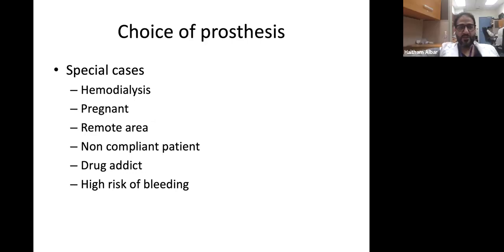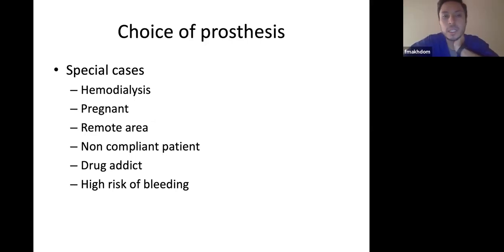There's actually no difference between both, but more bleeding with the mechanical, so I will go toward a tissue valve myself. But I think you have to explain again. This discussion has to come up with the patient. It depends on the patient's situation, his age, candidacy for transplant versus no transplant, and availability of transplant.